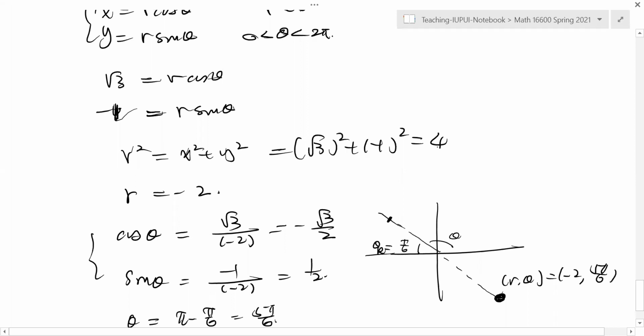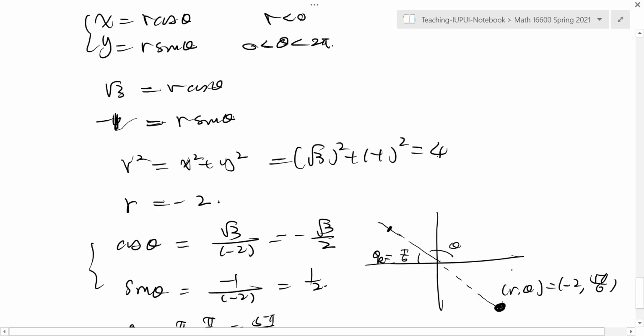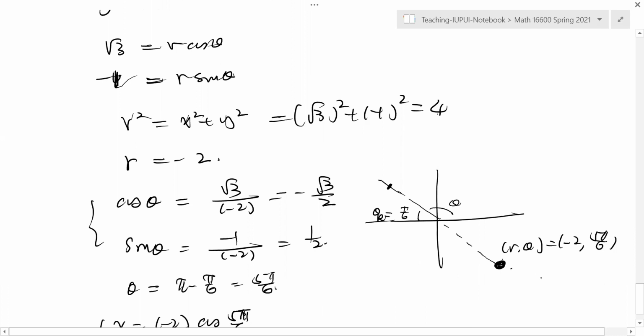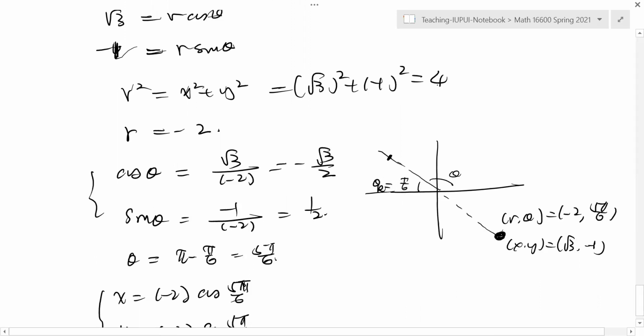This matches with my picture. This is indeed x and y being square root of 3 and negative 1. If the x, y coordinates are square root of 3 and negative 1, then the point must be in the fourth quadrant. So that matches what we discussed. Right, so that's good.